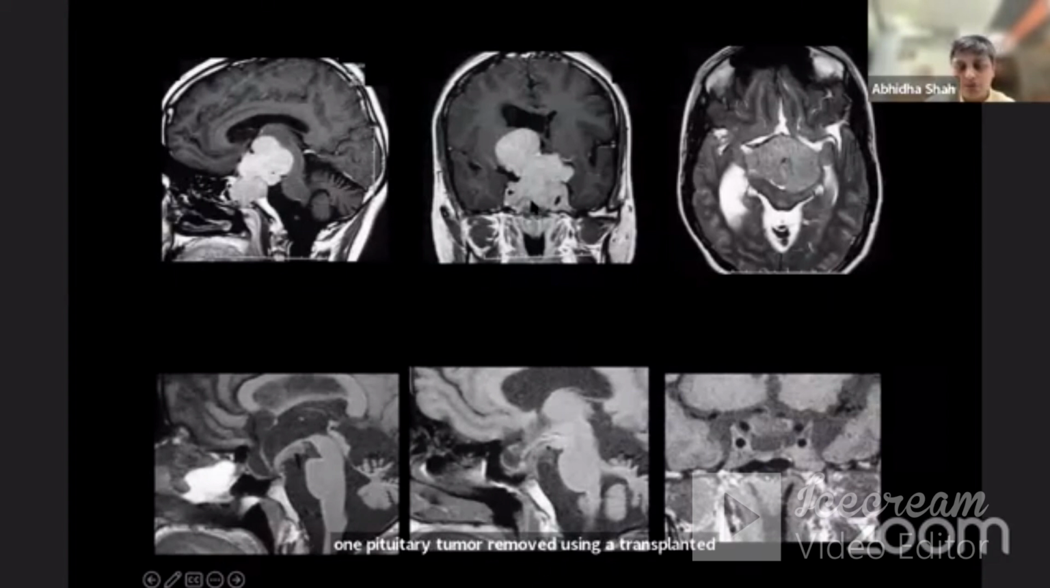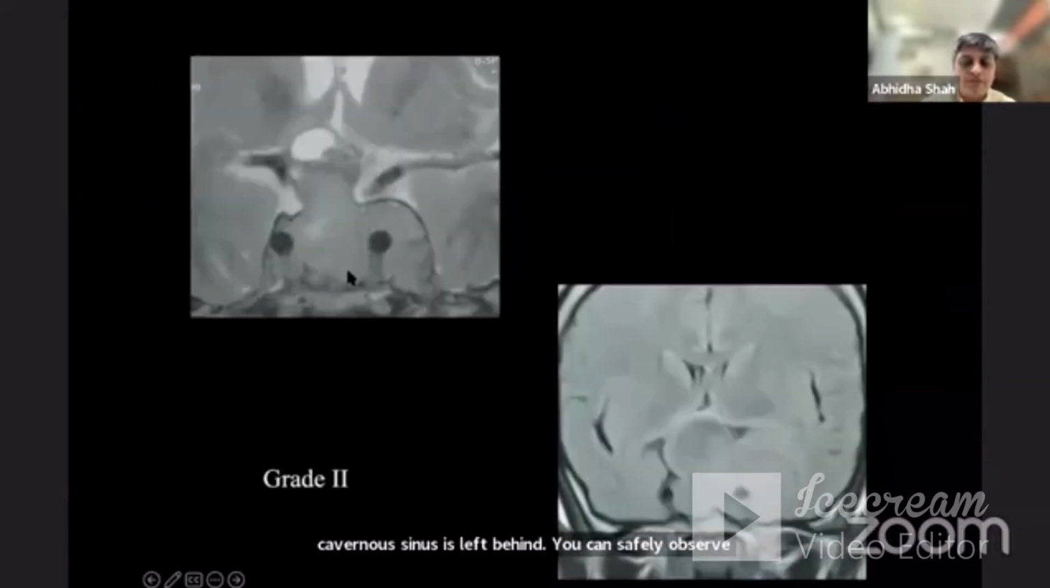This is again another pituitary tumor, grade 2. Here, the majority of the tumor is removed. Some part in the cavernous sinus is left behind. You can safely observe this part of the tumor. If it grows, you can see what is to be done.